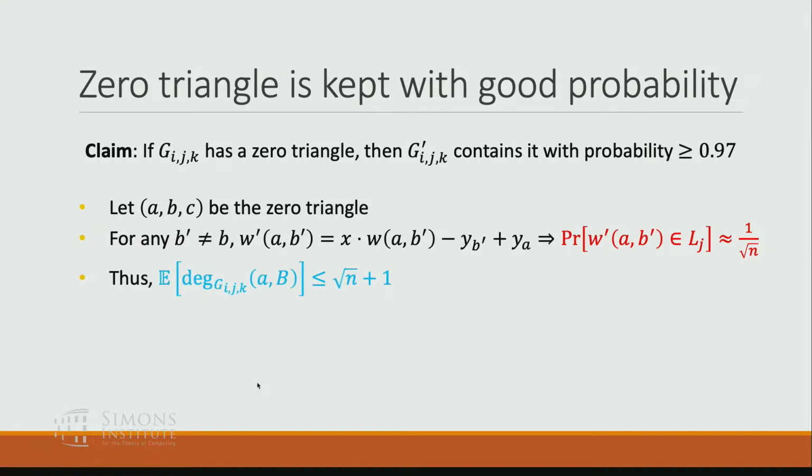Therefore, by summing over all the B primes, the expected number of neighbors of vertex A in part B is at most square root n plus 1. And this square root n comes from the sum over all these B primes, and this plus 1 comes from the vertex B itself.